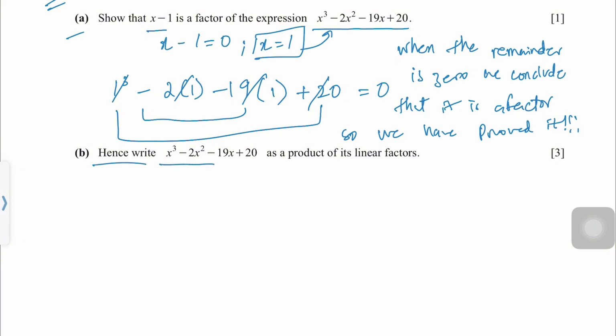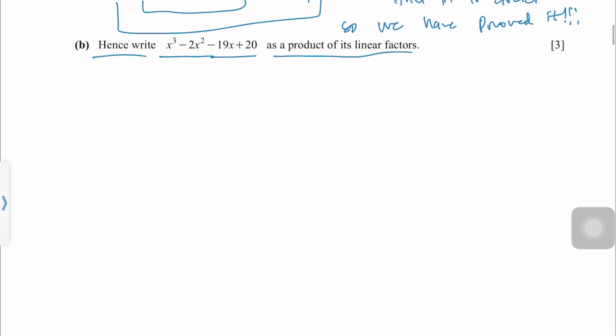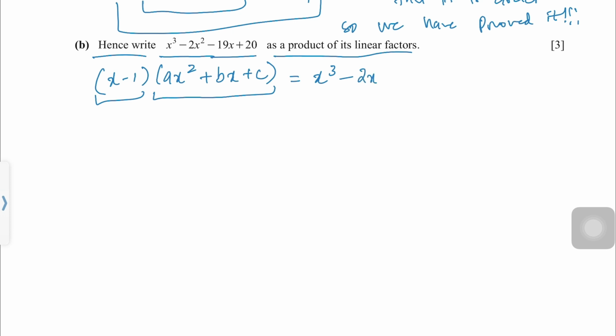Now hence write x cube minus 2x square minus 19x plus 20 as a product of its linear factors. Now we can do this by using the division technique, or we can just compare the coefficients. I am applying the comparing the coefficients method since this is easier for me. x minus 1 multiplied by ax square plus bx plus c. We have one linear factor. We need two factors. A quadratic equation multiplied by a linear equation would give us a cubic equation. So this is how I have written it.